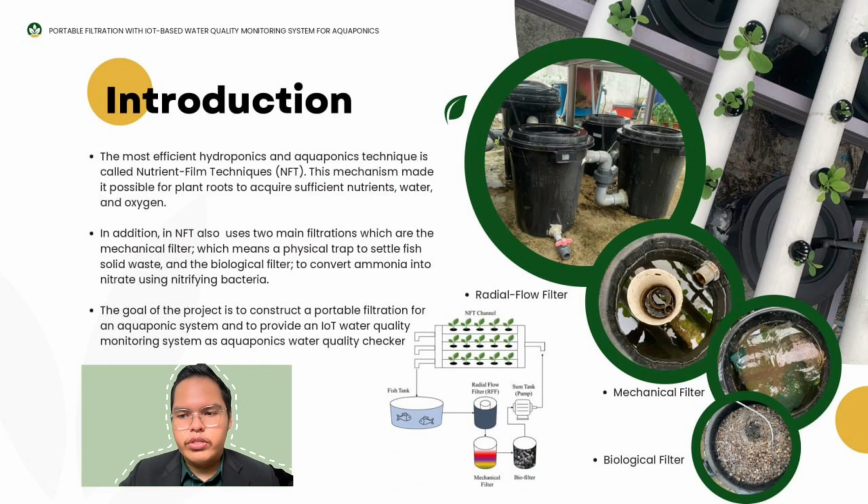The goal of the project is to construct a portable filtration for the mechanical filter for an aquaponic system and to provide an IoT water quality monitoring system as an aquaponic water quality checker.